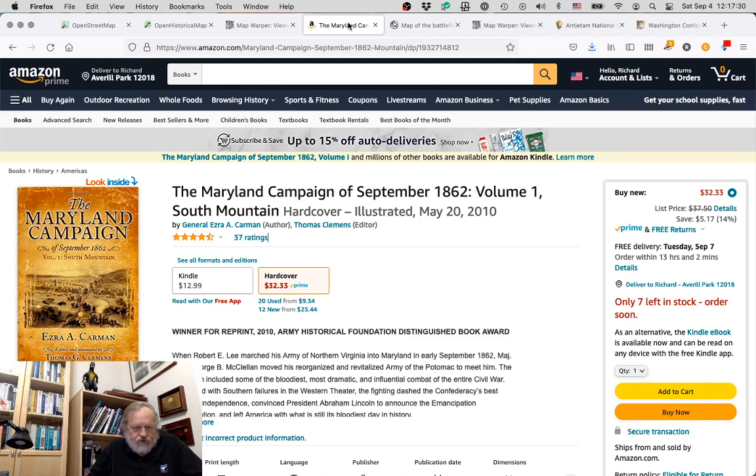But Carman, for example, was extremely negative about George McClellan, and that negativity certainly impacted accounts of McClellan to this day. A lot of that criticism doesn't hold up. Some of it certainly does hold up, but McClellan is a very complex figure and not just a straight-up villain like so many people want him to be.